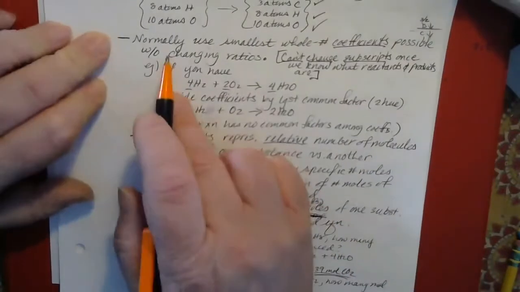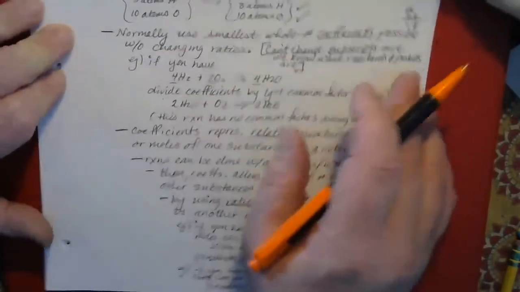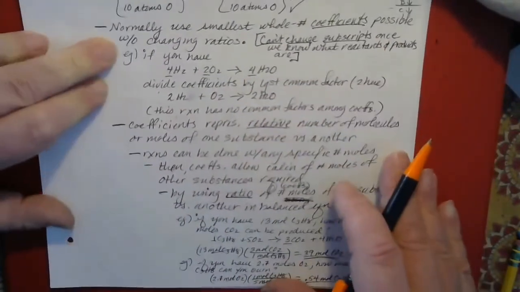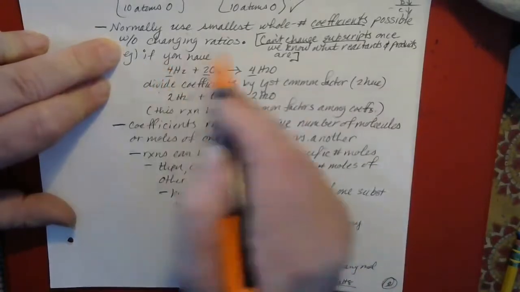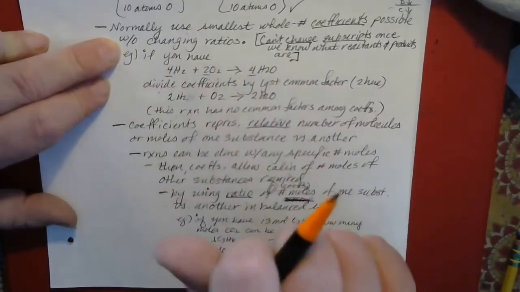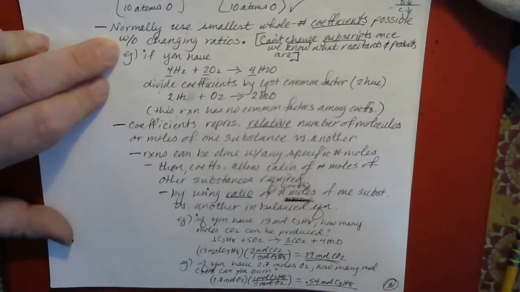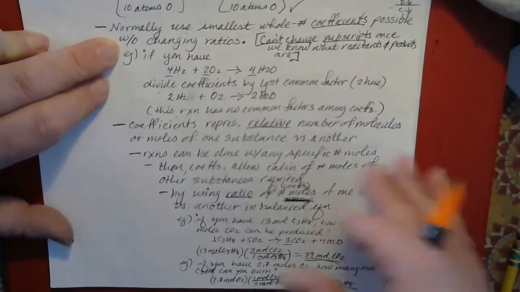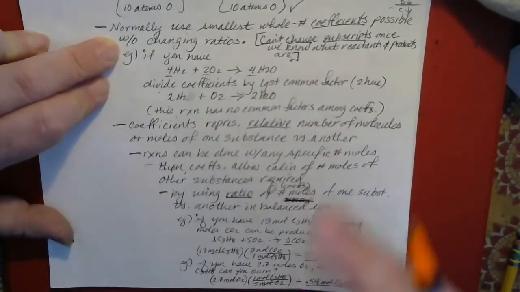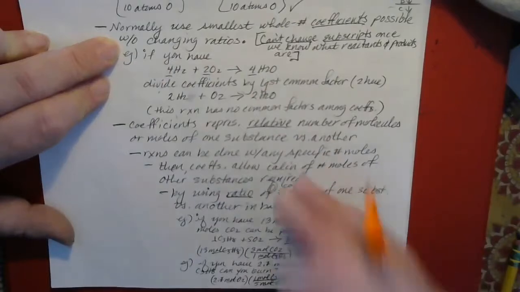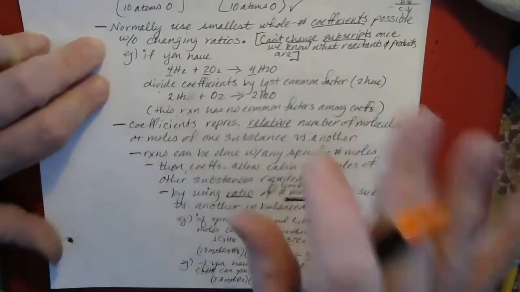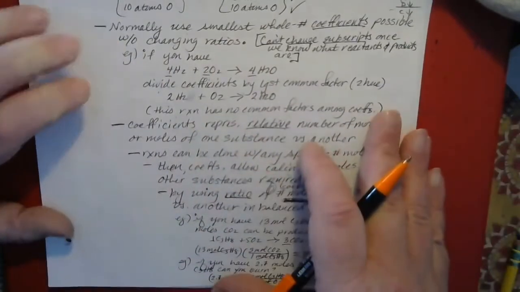When balancing equations, we normally want to use the smallest whole number coefficients possible without changing the ratios. So, in other words, 2 to 4 is the same as 1 to 2. So out of those, we would prefer to use 1 to 2 rather than 2 to 4. But we do need to have all of the ratios remain the same.